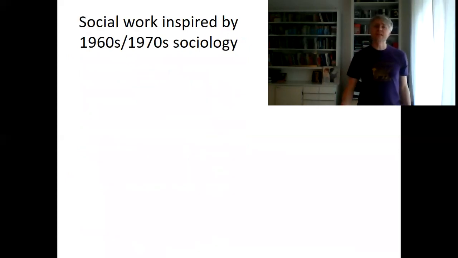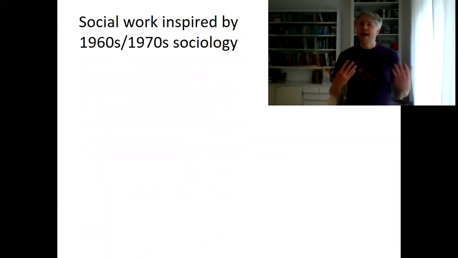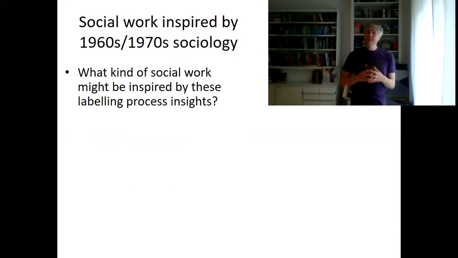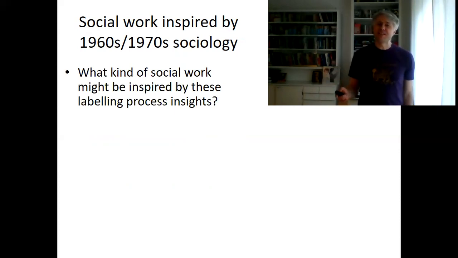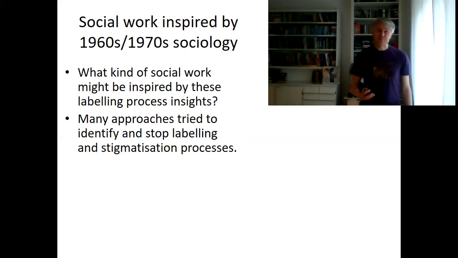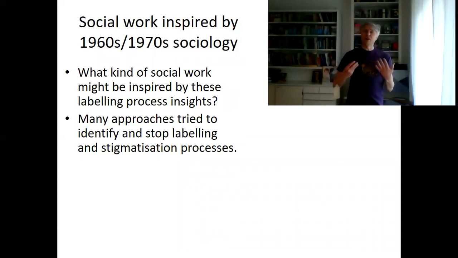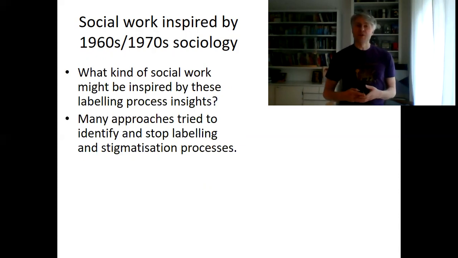Now, this was really inspirational for social work in the 1960s, in the 1970s. What kind of social work might be inspired by these labelling process insights? Actually, a whole bunch, and it really, really is quite exciting stuff. Many approaches try to identify and stop labelling and stigmatization processes. Often the idea would be to stop them, to identify them and stop them very, very early in the person's biography.